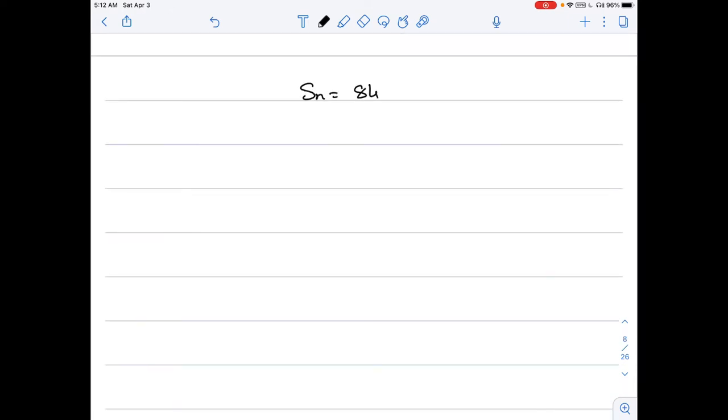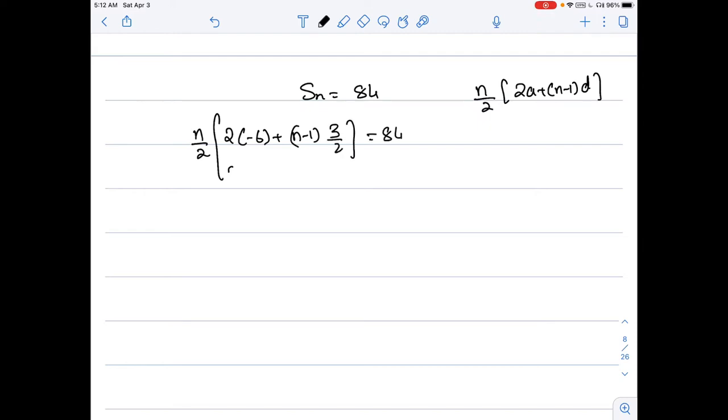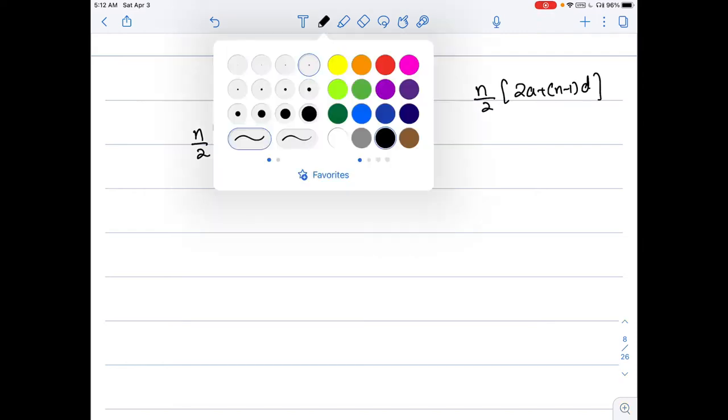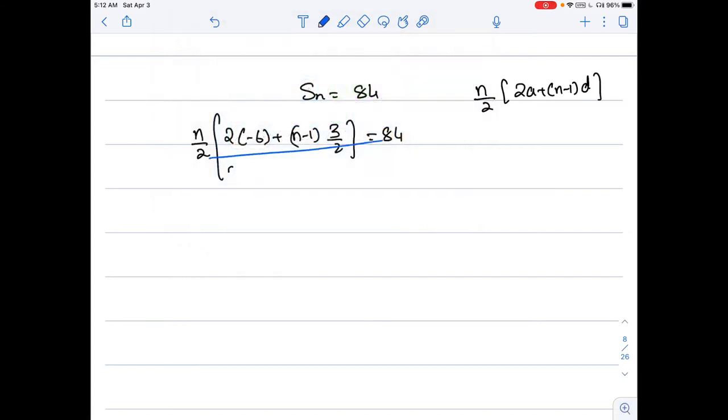So the Sn formula is n upon 2 times (2a plus (n minus 1) times d). That's the formula, so I'm going to use it over here. n upon 2 times (2a, where a is negative 6, plus (n minus 1) times d, where d is 3) upon 2 is equal to 84. So I bring that, do the cross multiplication, 2 with that one. So what do I get?